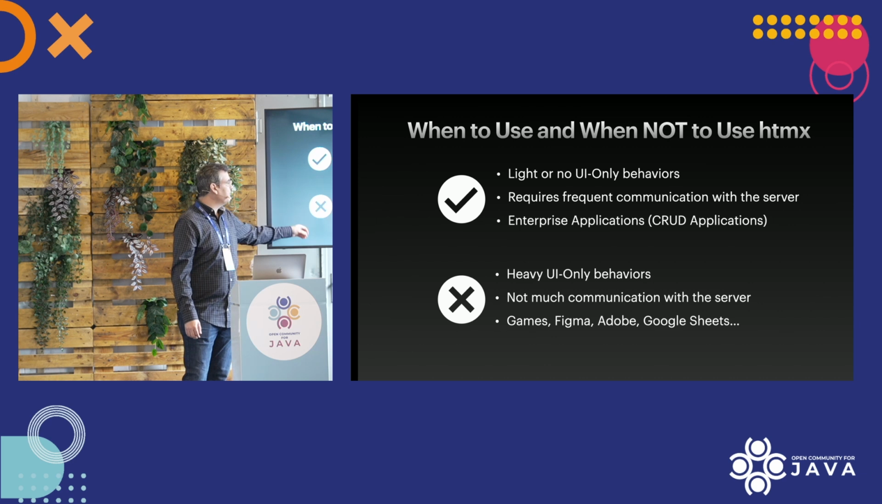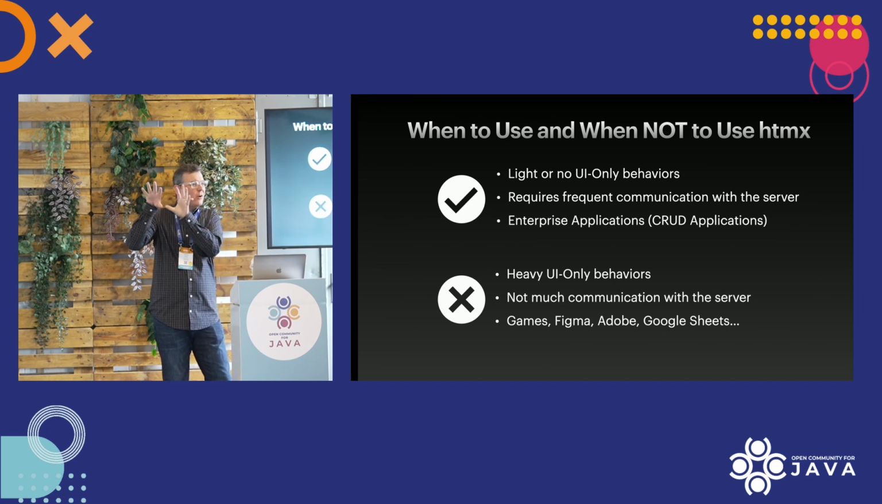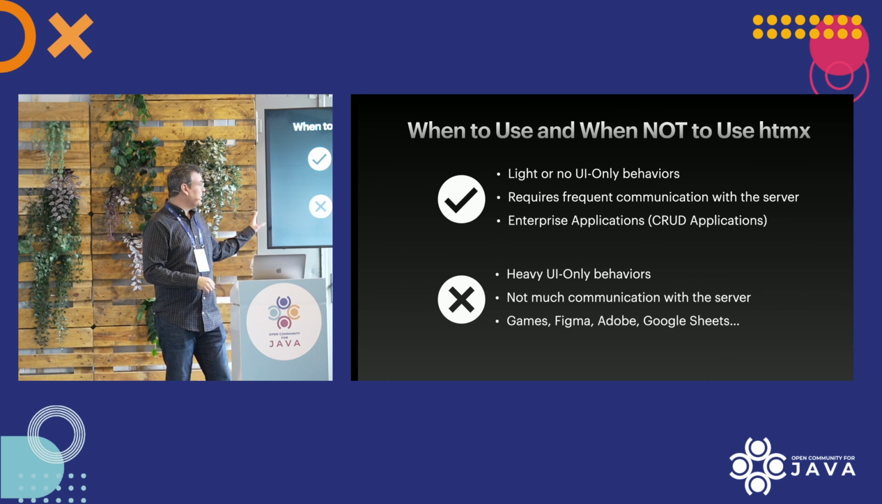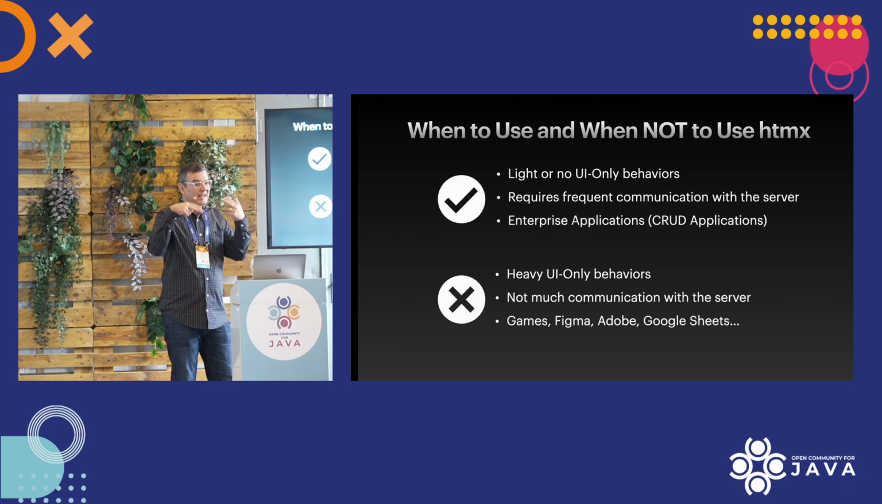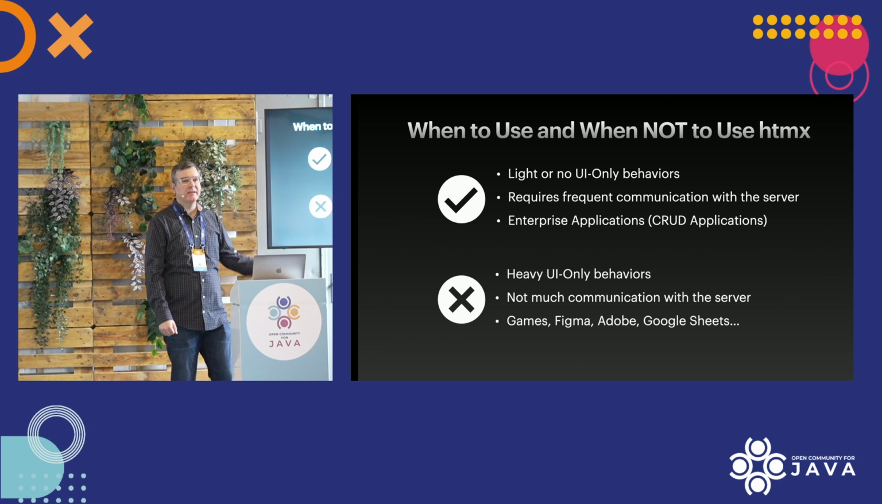When not to use it, for example, if you're building an online game that requires a lot of interactions that only happen in the UI, you don't require a lot of communication with the backend because you need to track mouse movement and that kind of thing. So that's when you probably don't want to use HTMX. You can use something else, like Figma, Adobe XD, things that need a lot of UI-only interactions. That's when you don't use HTMX and resort to something else.